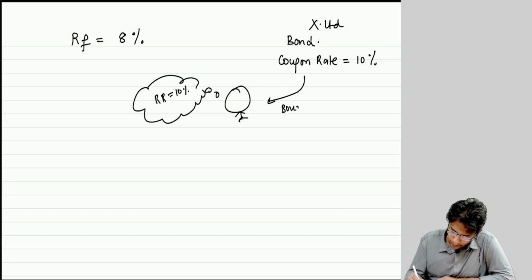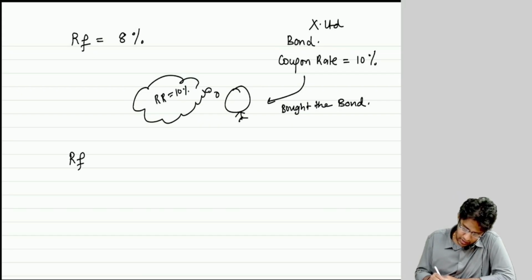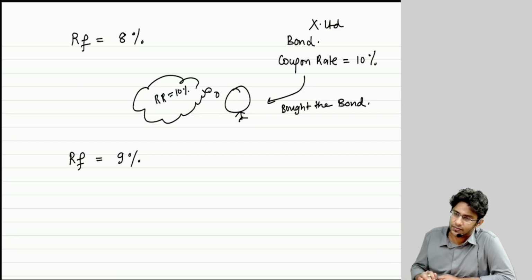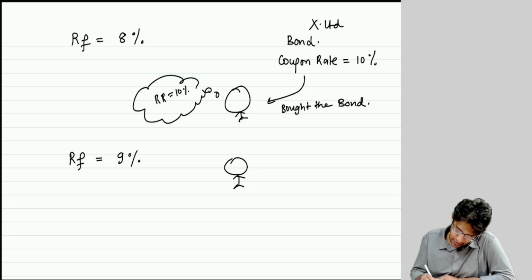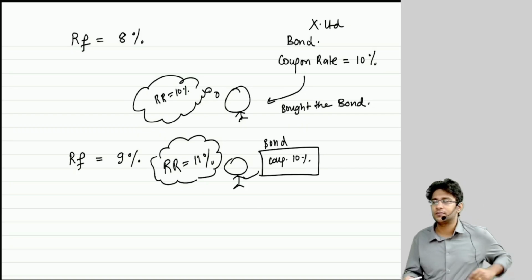So I bought the bond. After I buy the bond, what happened? The market risk-free rate went up to 9%. Government increased the risk-free rate. If the risk-free rate increases, will my required return increase or decrease? Increase. So now my required return is 11%. But I already bought the bond whose coupon rate is only 10%.